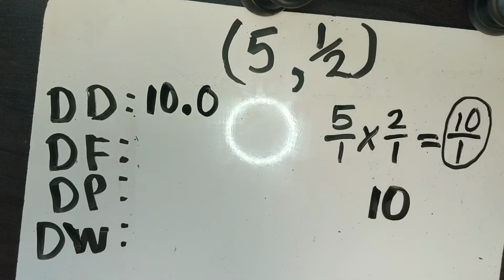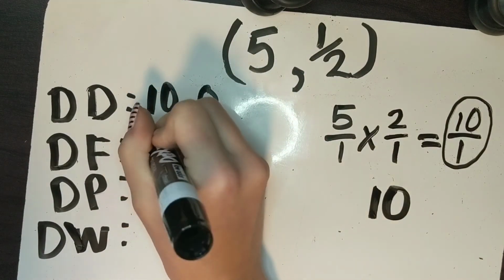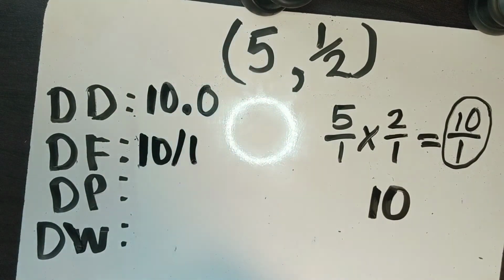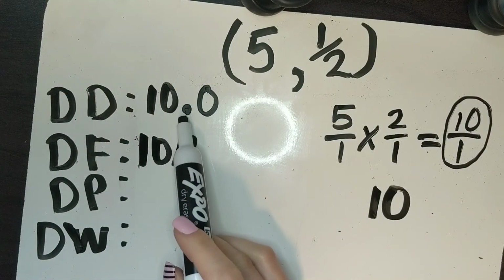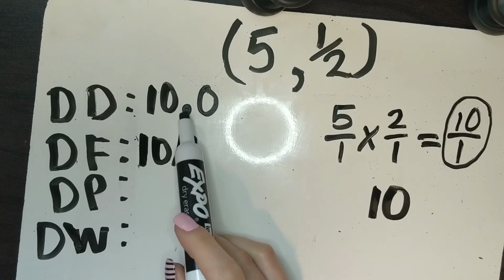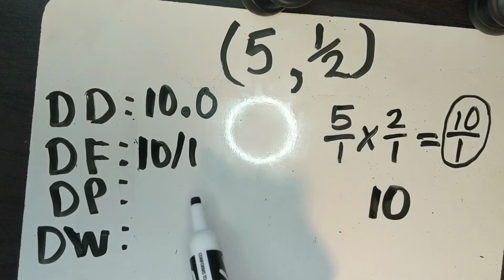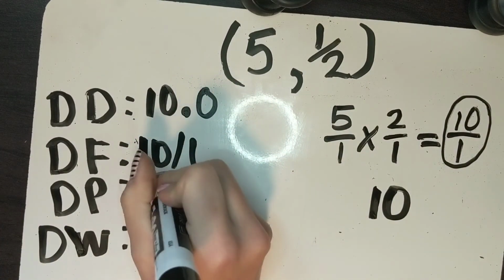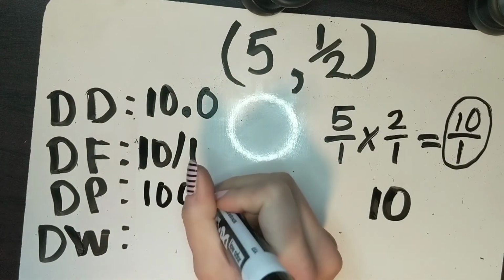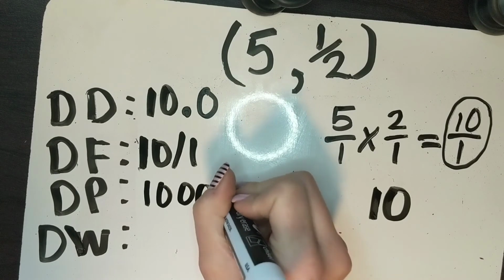Then I need to write that as a fraction. Well, we have it right here. 10 over 1, that's fraction form. Then we need to make a percent. So I take my decimal from the first answer that I gave and I move it 2 spaces to the right. I would fill in a 0 here and rewrite that number. And that would be 1,000%.